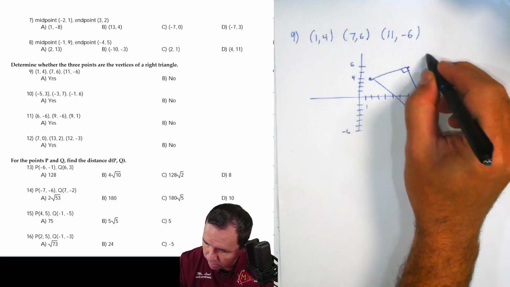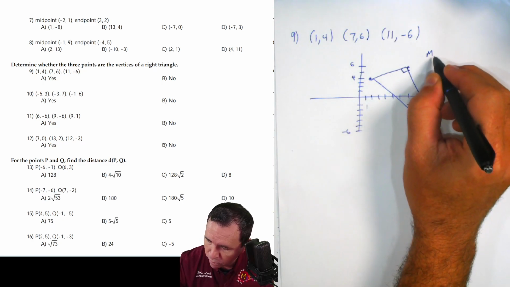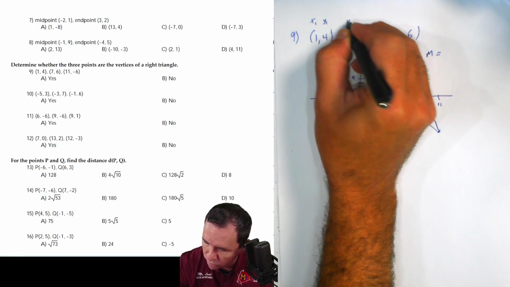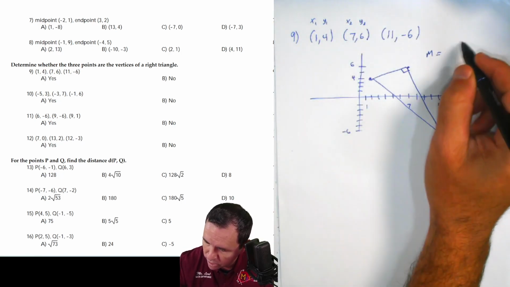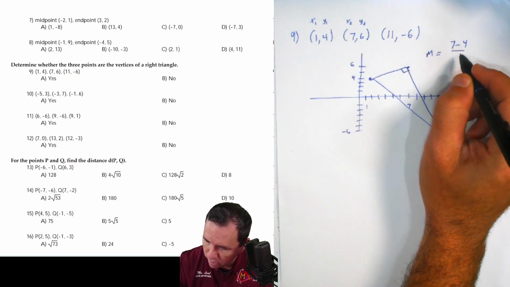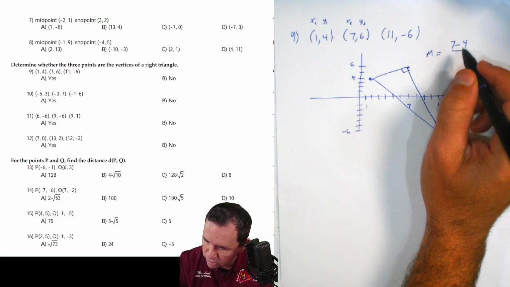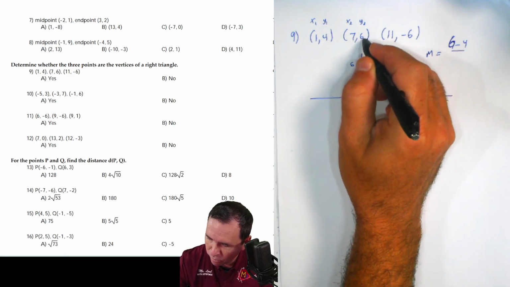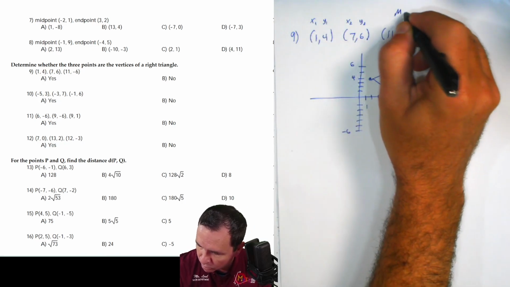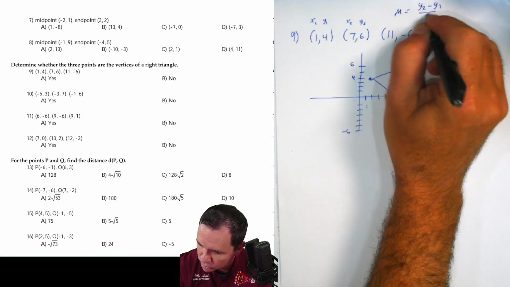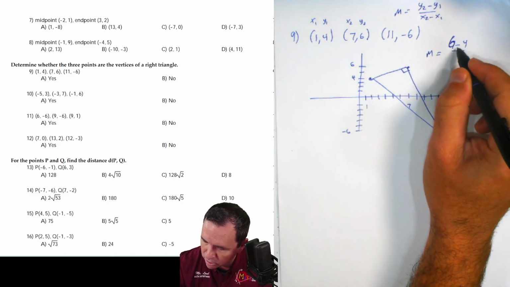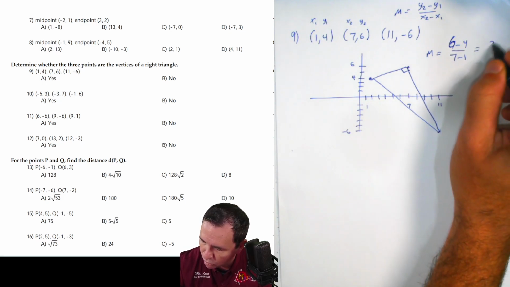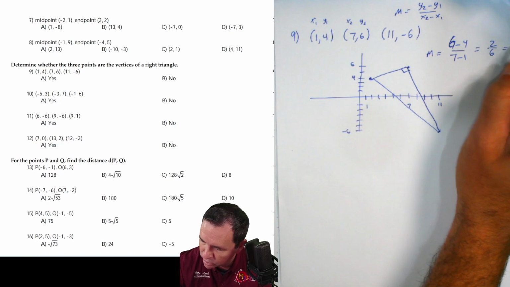To find the slope of this line, you would do rise over run. So you would do x1, y1, x2, y2, okay? You would do 6 minus 4, not 7 minus 4. 6 minus 4 is the y2 minus the y1. So the slope formula is y2 minus y1 over x2 minus x1. So it's 6 minus 4 over 7 minus 1. So the slope here is 2 over 6, also known as 1/3.